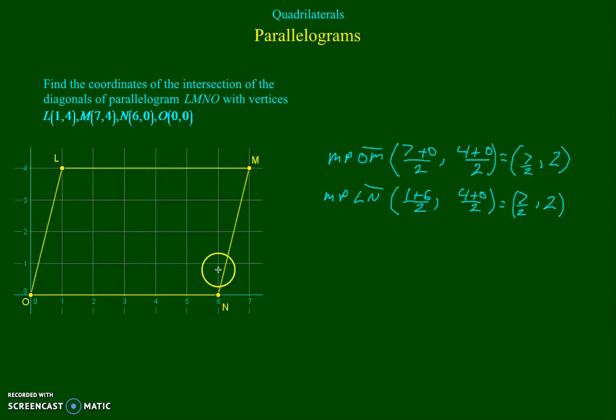Let's just go ahead and draw in those diagonals and see how this looks. So we'll draw these diagonals in here. And the coordinate should be 7 halves, which is 3 1/2, and 2. And that looks just about right. So it looks like we did a good job. Alright, let's do one more example and see how that goes.